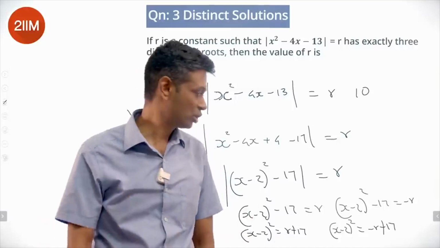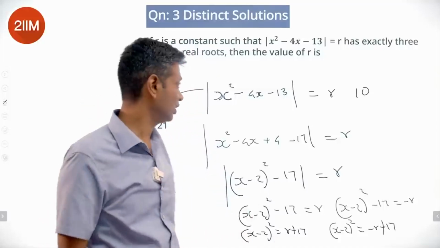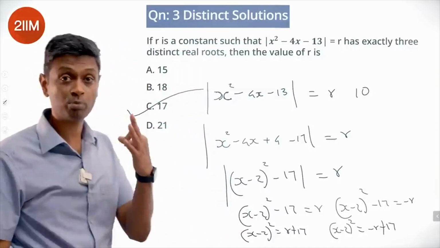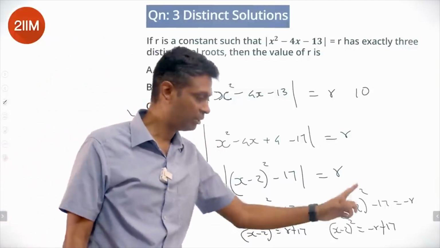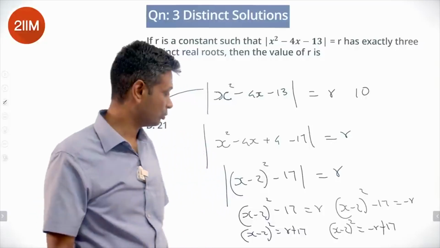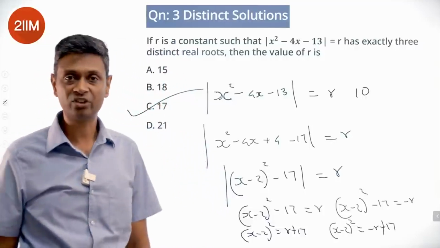One of those will give 2 roots. The other will take care of itself. So there are 3 roots possible only when x is 17. This works. This is minus R plus 17. So 3 roots are possible when R is 17.